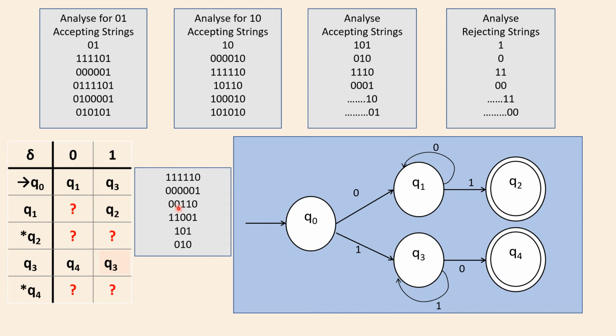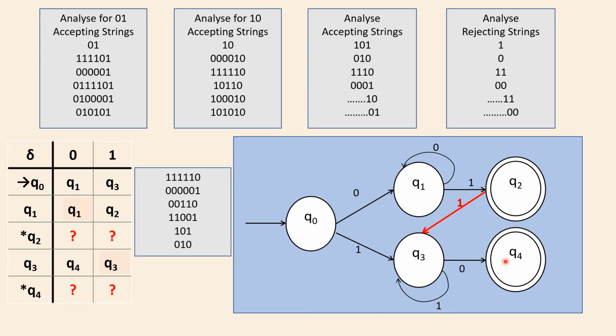Next I have 0, 0, 1, 1, 0. So now the first 0 moves from Q0 to Q1. The second 0 gets looped in Q1 and 1 moves to Q2. Now again my string is ending with 1, 0, which is supposed to be in a final state, which is supposed to be accepted. So therefore I am giving that 1 from Q2 to Q3 and ending with 0, that is Q4.